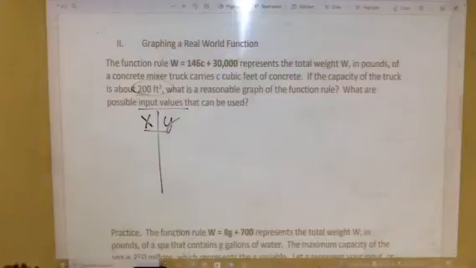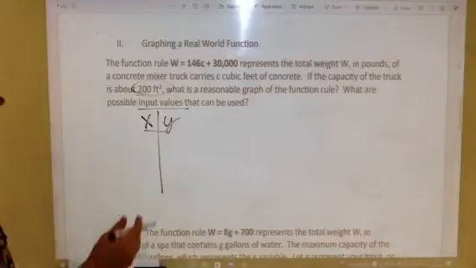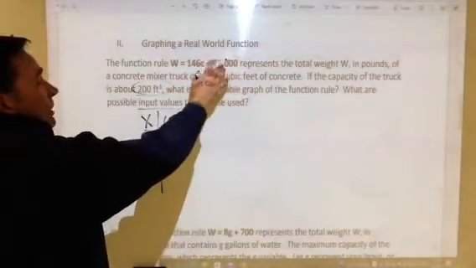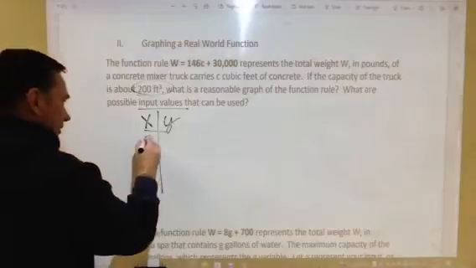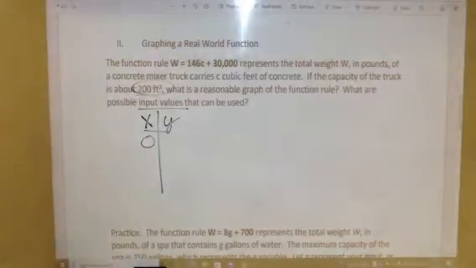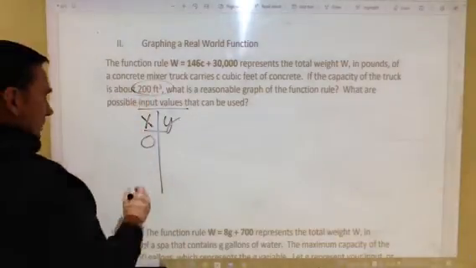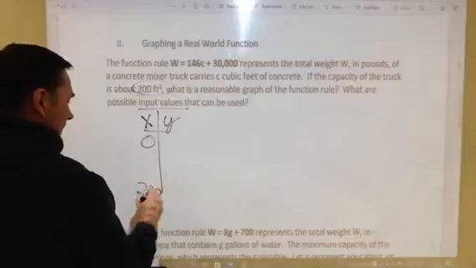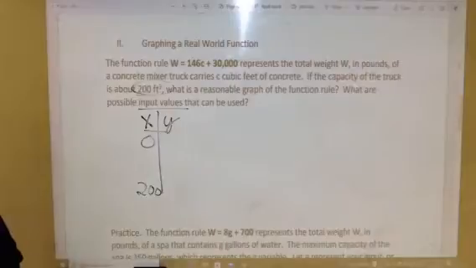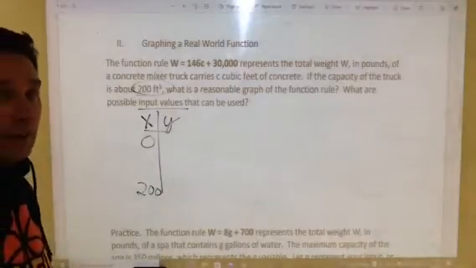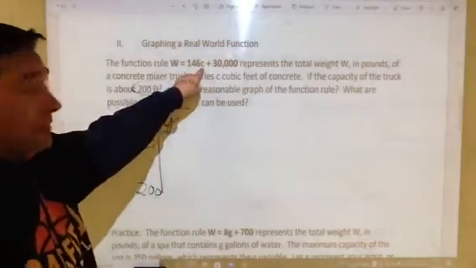We start wanting to think about minimums and maximums. What would be the minimum amount we want to use? Well, what is the minimum amount we can put in our truck? The amount of concrete. It is 0. We can't put anything less than 0, and we can't put in a negative amount. The maximum value is 200 cubic feet. So everything between 0 and 200 is a possible x value we can use, or a possible c value in this case.